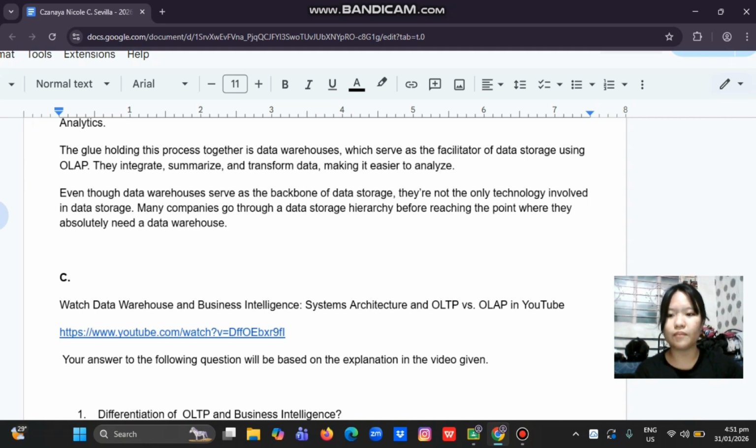Even though data warehouses serve as the backbone of data storage, they're not the only technology involved in data storage. Many companies go through a data storage hierarchy before reaching the point where they absolutely need a data warehouse.